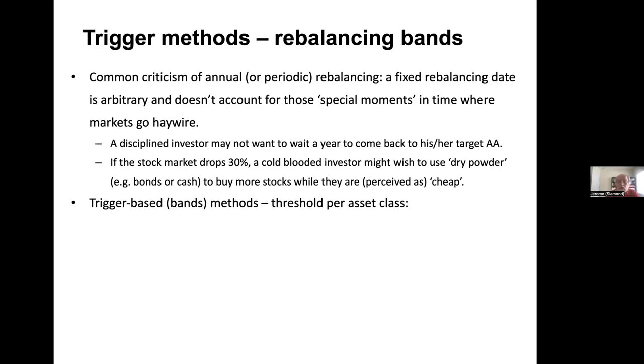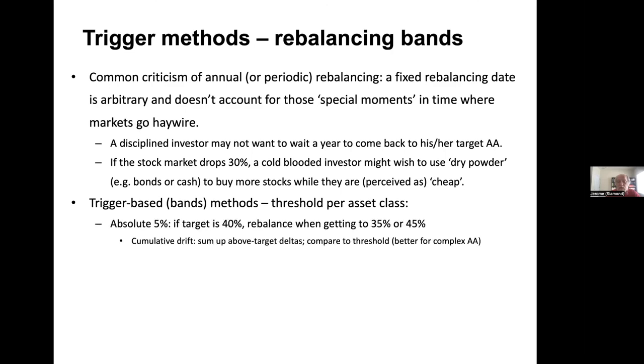And actually, I do exactly that personally. I'm more the first profile. I just hate to be too far from my target asset allocation. So a trigger can be an absolute percentage. If your target for US stocks is 40%, and your current asset allocation is 35 or 45, you are more than 5% absolute from your target. And that's where you rebalance.